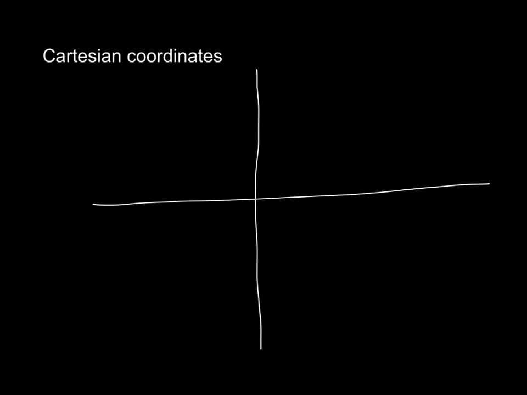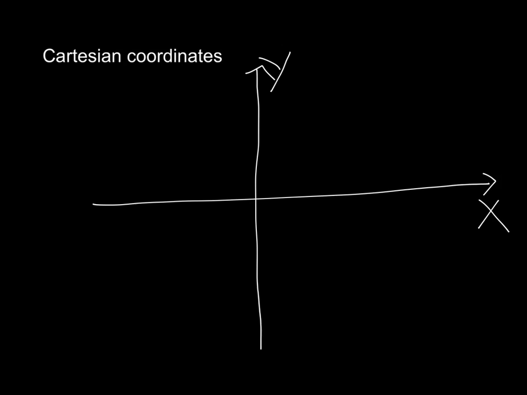In 2 dimensions we simply have a vertical axis and a horizontal axis. We normally label the vertical axis y and the horizontal axis x, although you can call them whatever you want. It's important to realise the direction of these axes.